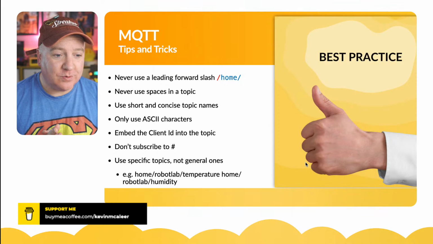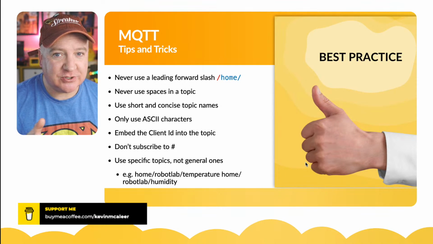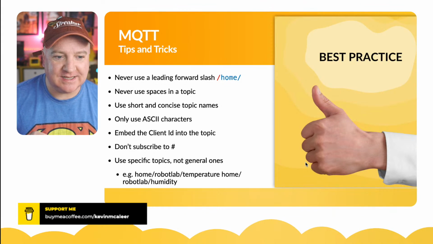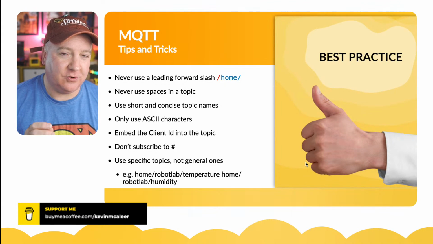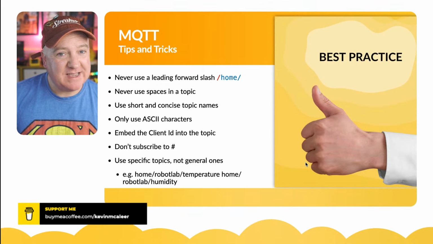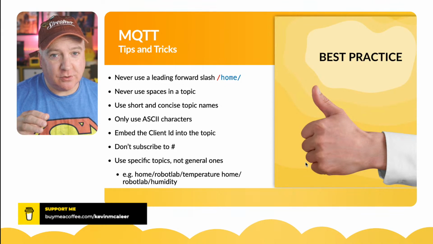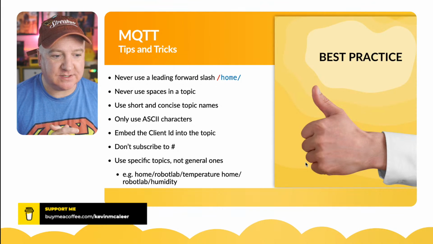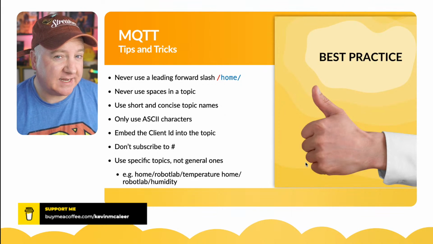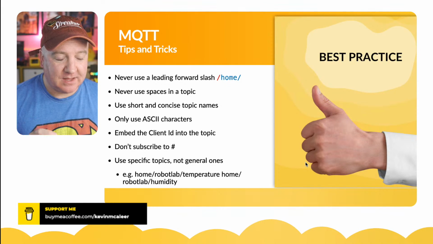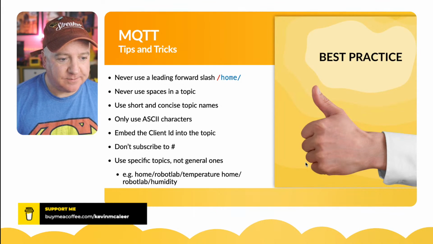So never use a forward slash. If you do /home/, it creates loads of unnecessary messages. It's best not to have that forward slash, just have home/, not /home/. Never use spaces in topics. Always have an underscore, or just, I would say, use lowercase, which is probably best as well. Use really short and concise topic names. So home is a great one, for example. The name of a room is great as well.